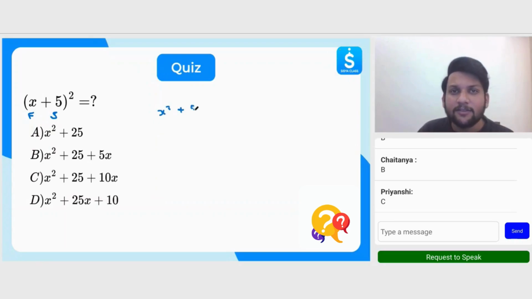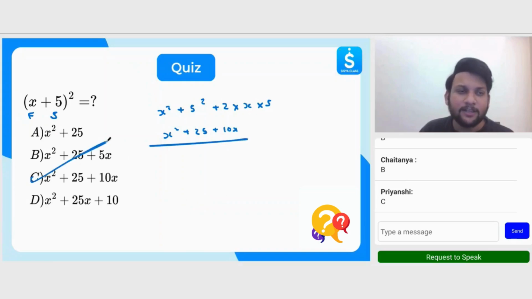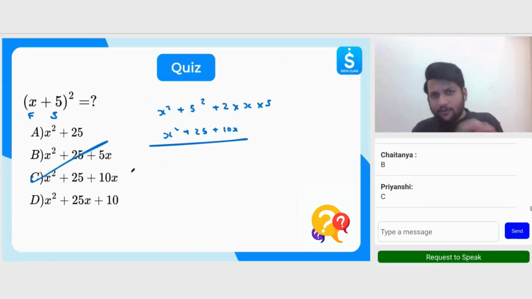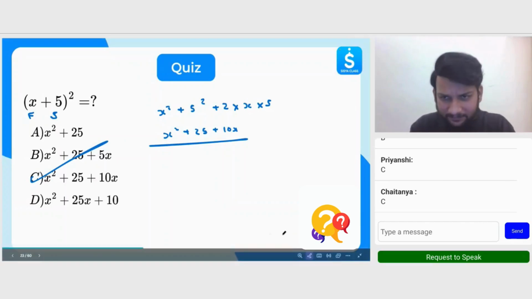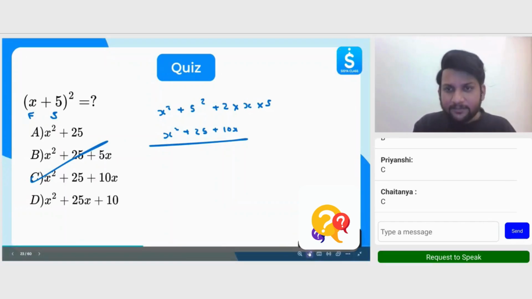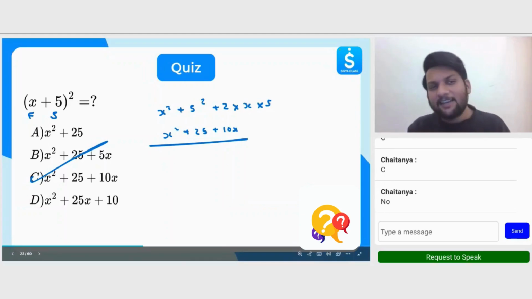Second term square, that is 5 square, plus 2 times the product of the first term and the second term, that is 5. So we have x square plus 5 square is what? 25. 2 times 5 is what? 10. 10x. So which is the correct answer? Priyanshi, like always, is right again. x square plus 25 plus 10x. Chaitanya also is right. See, good. See, easy, right? Is it tough? Tell me, is it tough? No, obviously not.